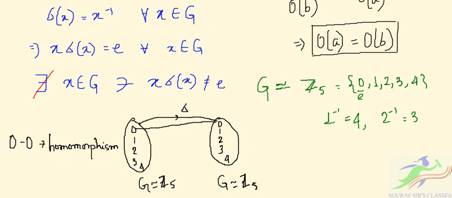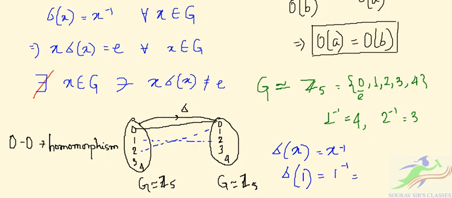So now, if 1 is mapping to 2, then 2 will be mapping to 1. Now, from the condition, we get sigma x is equal to x inverse, right? So sigma of 1 will be 1 inverse, that is 4. So sigma of 1 will be 4, right?